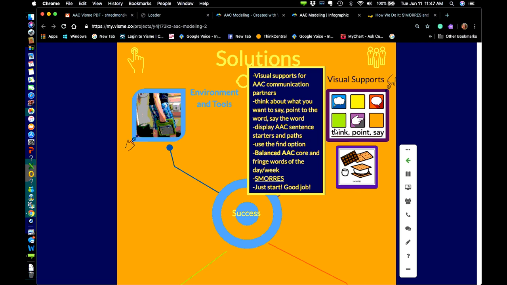I like to compare AAC visuals and just visual supports in general to stop signs. I have a friend who's lived in my community her whole life, and she's close to 90 years old, and she's still driving. She knows where those stop signs are. She knows that they have been there for her whole life. I am very glad that they're still there as a reminder to everyone to stop, right? We use visual supports every single day. So let's capitalize on that, and let's use these for everyone, especially for AAC and AAC modeling.